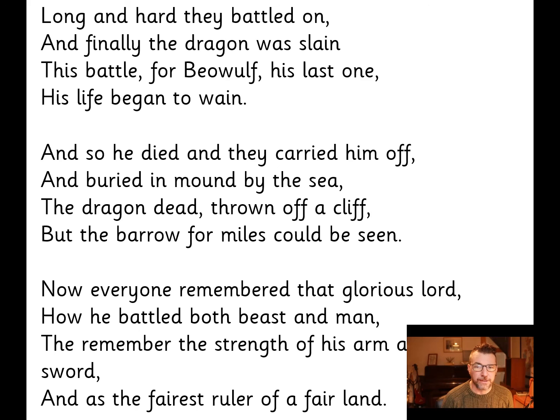The dragon dead, thrown off a cliff, but the barrow for miles could be seen. Now everyone remembered that glorious lord, how he battled both beast and man. They remember the strength of his arm and his sword, and as the fairest ruler of a fair land.